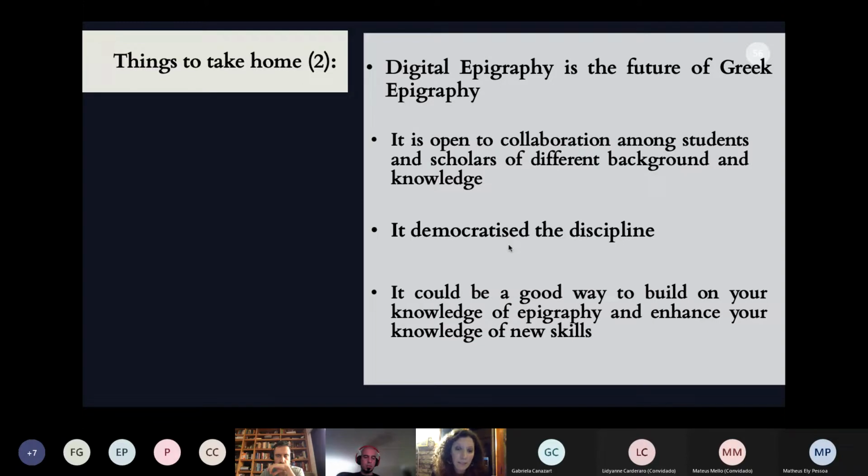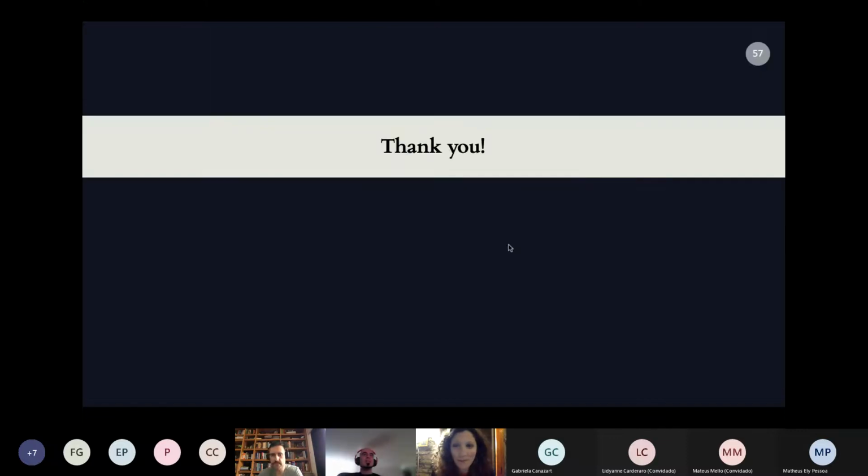And the last thing is that digital epigraphy is a very interesting place if you want to build on your knowledge about epigraphy, but also try to improve your knowledge about digital, and find new skills. And it's a very good place to start if you want to try, I don't know, a career in academia, and you want to have a chance to find your way in it. And I think that's it. Thank you.